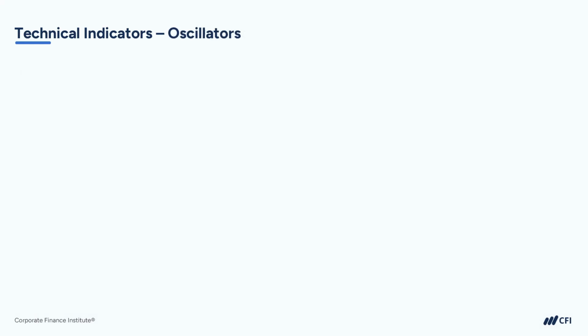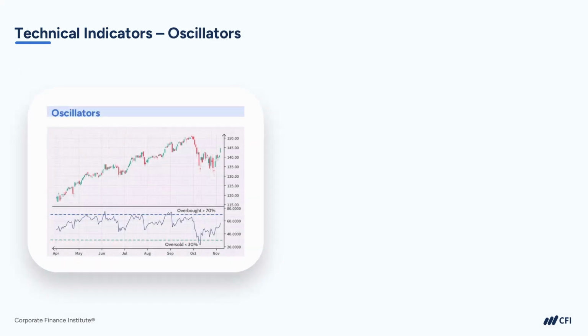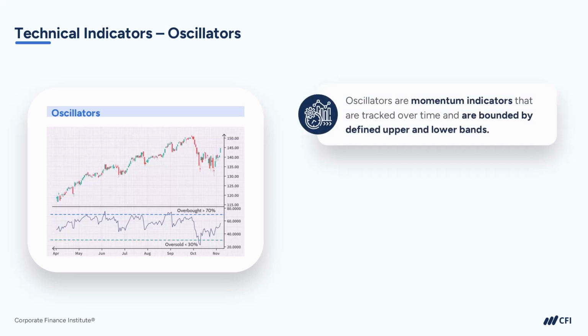Another set of indicators that technical analysts will use in their models are oscillators. Oscillators are momentum indicators that are tracked over time and are bounded by a defined upper and lower band. When oscillators approach these upper and lower bands, they signal that the stock may be overbought or oversold. These overbought and oversold indicators are often used in conjunction with moving averages to signal trade ideas.